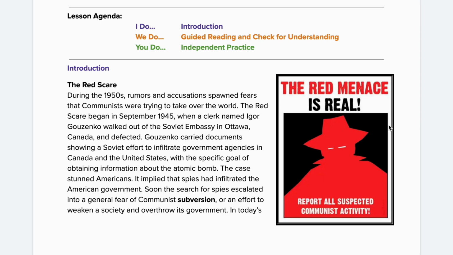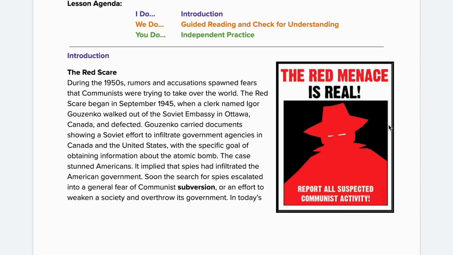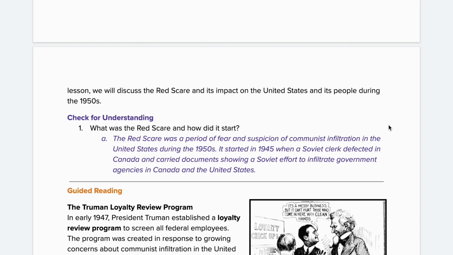The case stunned Americans. It implied that spies had infiltrated the American government. Soon, the search for spies escalated into a general fear of communist subversion, or an effort to weaken a society and overthrow its governments. In today's lesson, we will discuss the Red Scare and its impact on the United States and its people during the 1950s.